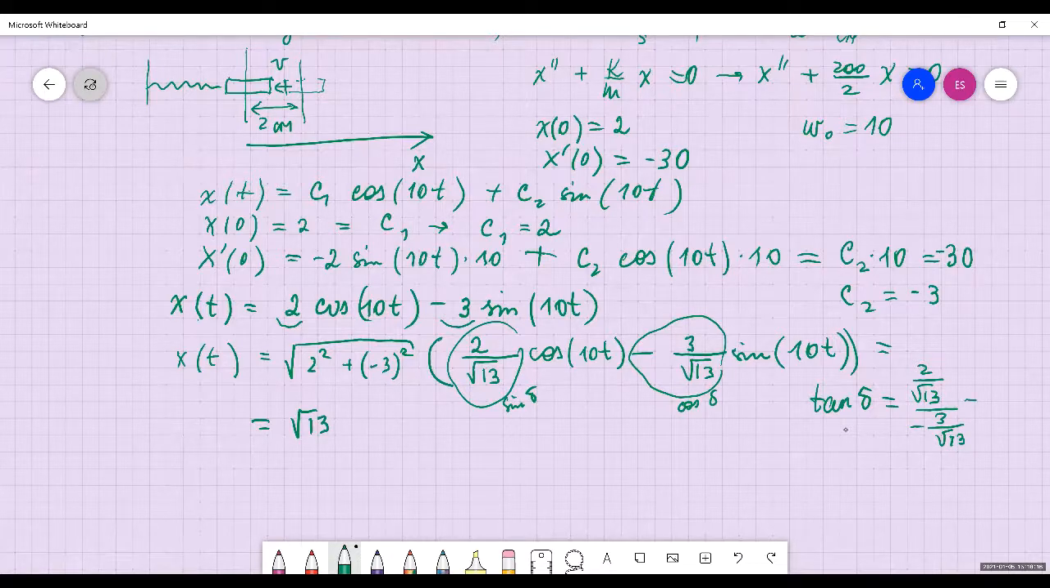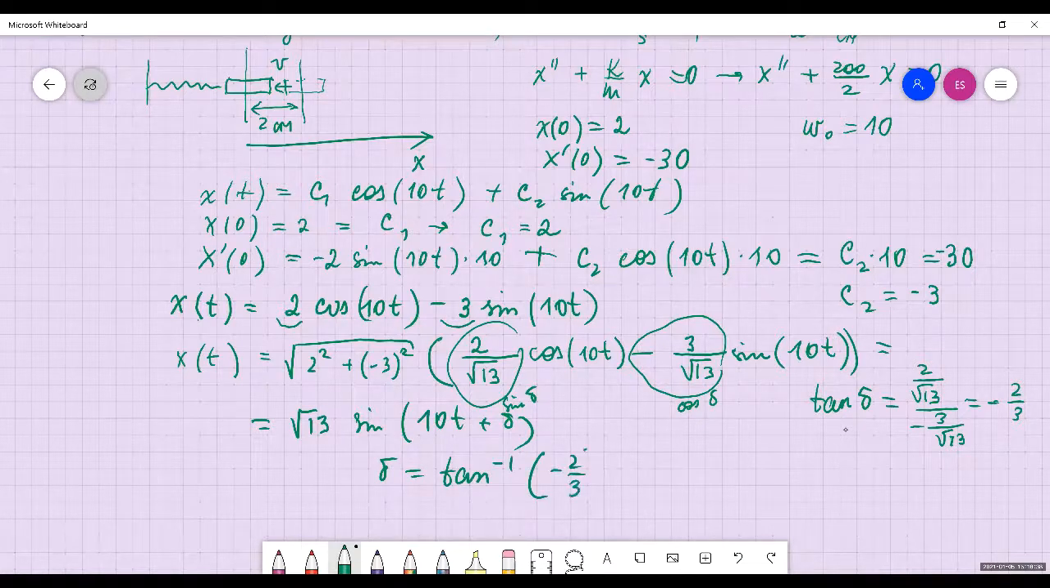You always can take a calculator, find tangent inverse and actually find the delta, right? So I'm just going to write down over here the sine of 10t plus delta, and I'm going to write down that delta is tangent inverse. I cannot have a calculator right now because I'm here on the whiteboard. But that's going to be the representation of our solution as one formula. Okay, well, that's how we solve everything.